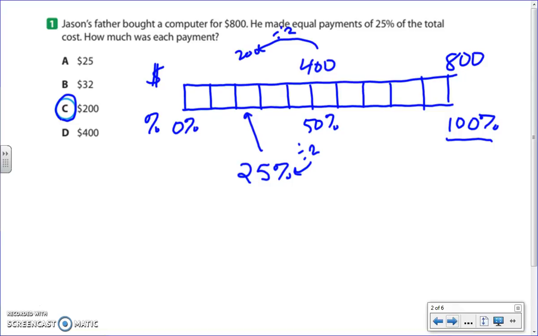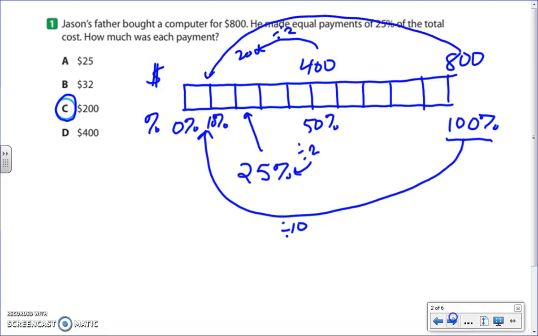Another way we could have found the answer is if we would have started with 10% increments. So I could have started with 100 and said, okay, well, if I divide that by 10, then that would be 10%. And if I divide 800 by 10, that would be 80. So I know 10% is 80, 20% would be 160, 30% would be 240. 25% is halfway in between 160 and 240, so $200 would be fine there.